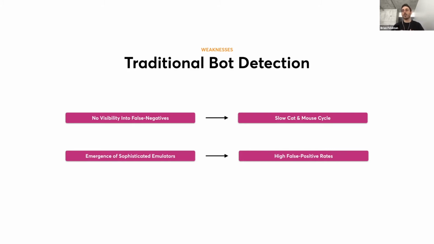So you have a bit of this slower cat and mouse cycle just because it's not very apparent when you have a false negative, when things slip through the cracks. On the opposite side of that, as these sophisticated emulators started rolling out, it blurred the line between what's a human and what's a bot. So if you do want to increase detection, you have to take a risk and tune up the sensitivity of the security tool. And this can lead to high false positive rates, where if it's not very clear, script or bot, you're going to be a little bit over aggressive, and then you're going to result in false positives.